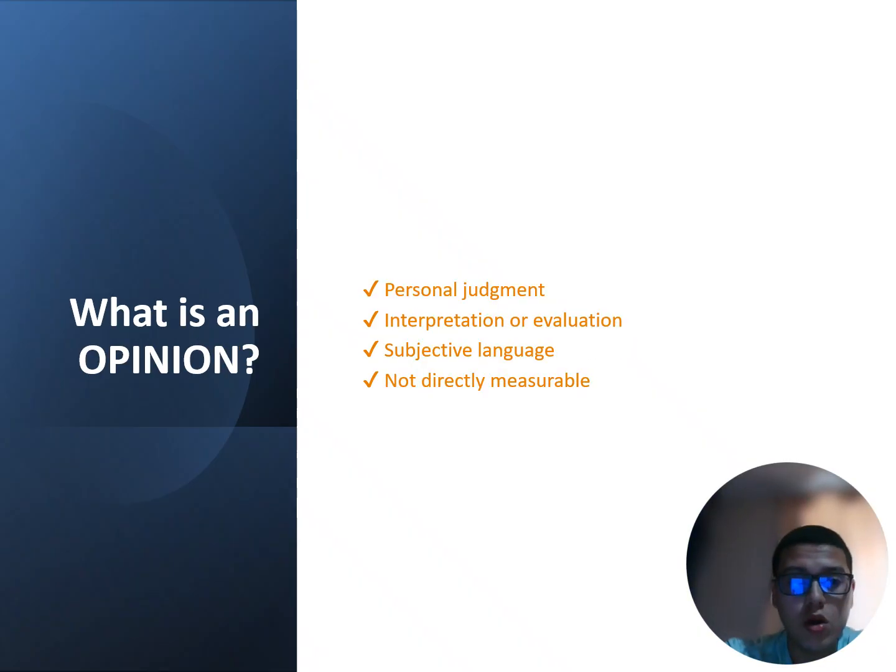What is an opinion? An opinion expresses personal judgment, interpretation, or evaluation. Opinions often include subjective language and cannot be directly measured. In academic contexts, opinions must be supported with evidence to avoid bias and maintain objectivity. Recognizing subjective language is key to distinguishing it from factual information.